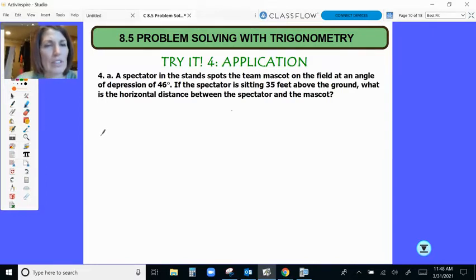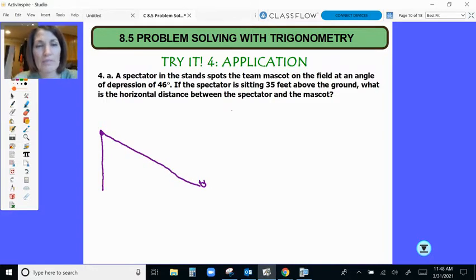Let's say we've got some stands over here, and we don't need to draw the whole stand. Here's my spectator in the stands, and here's my mascot on the field over here. Maybe it's a bear, whatever. He spots this mascot somewhere. Here's my horizontal sight line if I look straight out, and here's my 90-degree angle right there. My angle of depression, going down, is 46 degrees.